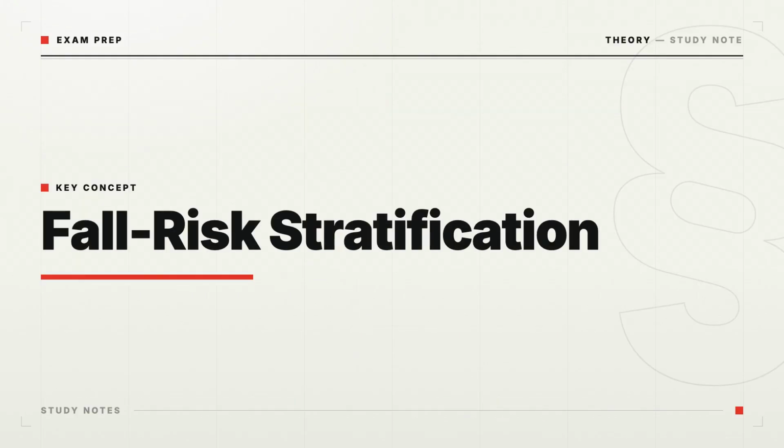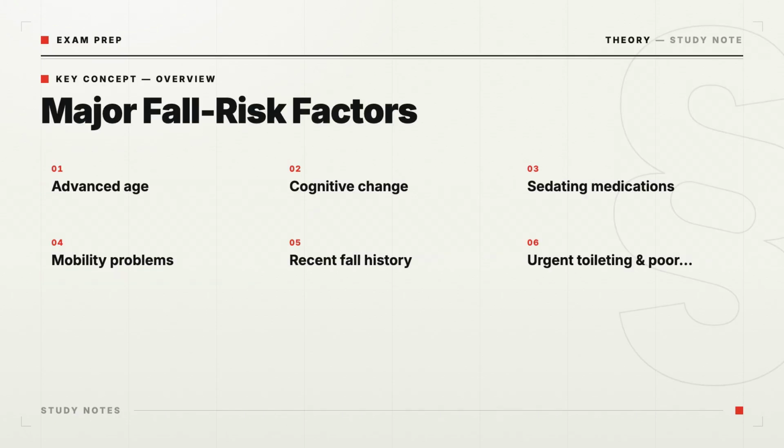Universal precautions go to every patient, but stratification is how a nurse figures out who needs more than the baseline. It works by identifying and weighing the factors that make one patient more likely to fall than the person next door. The major risk factors are worth knowing cold.